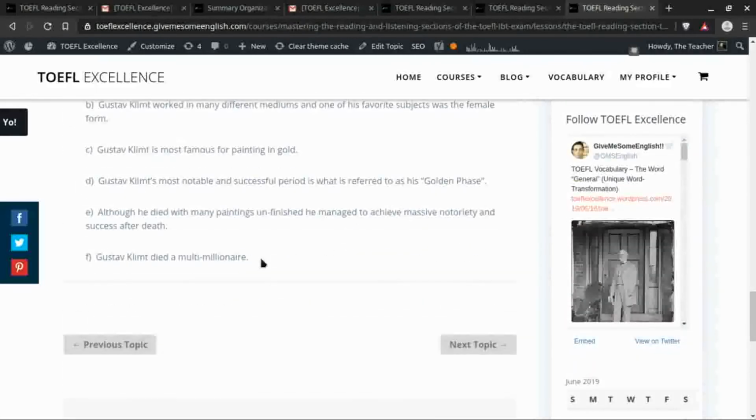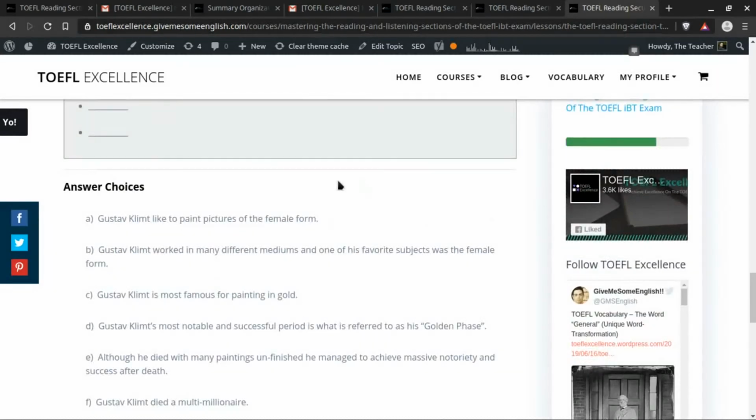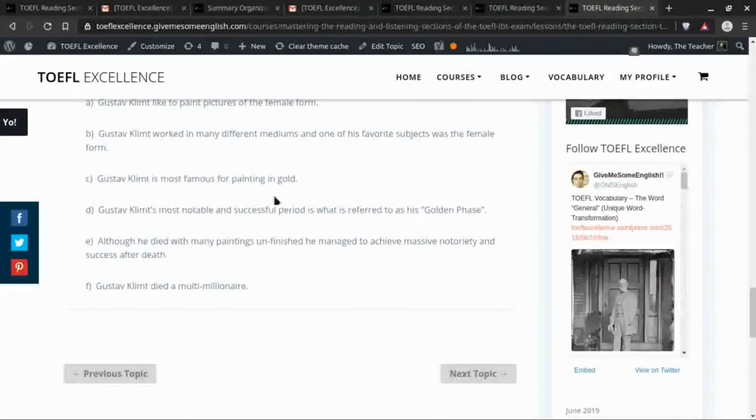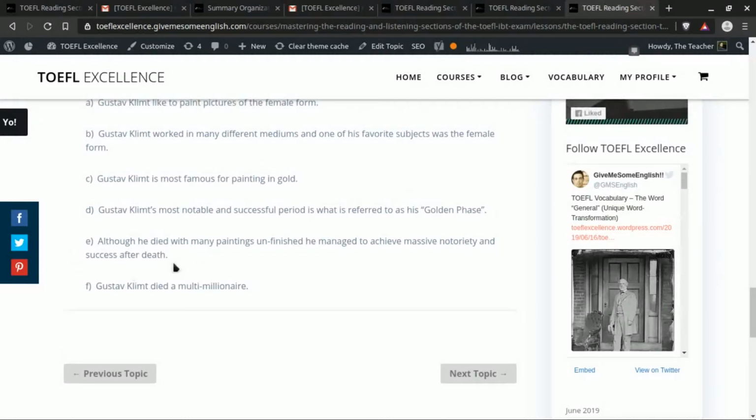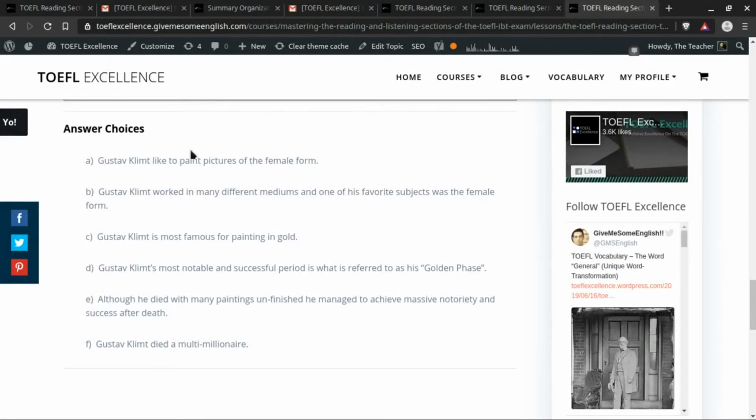so we could probably eliminate the first one. Gustav Klimt is most famous for painting in gold. Well, that's true, and it's also a pretty big, important part of him as an artist. Gustav Klimt's most notable and successful periods is what is referred to as his golden phase. Now, this is another example where it's similar to here. Maybe this is a better summary statement than this one, but they're both important. Although he died with many paintings unfinished, he managed to achieve massive notoriety and success after death. This is a really good example of one which is obviously a summary statement. So then you can automatically choose that one.